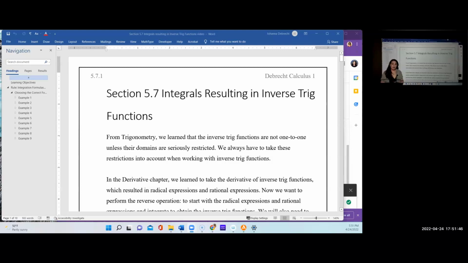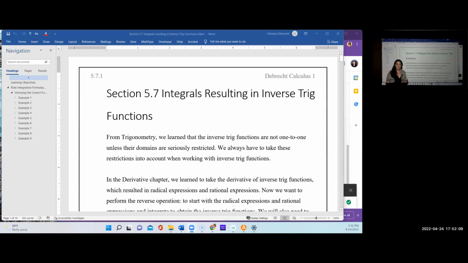When we think about arc secant, we'll go from 0 over to pi, but we'll leave out pi over 2 since cosine is 0 there. Now, we won't have to be as concerned about that as we were in trigonometry, but we are going to be looking at antiderivatives that involve the inverse trig functions.